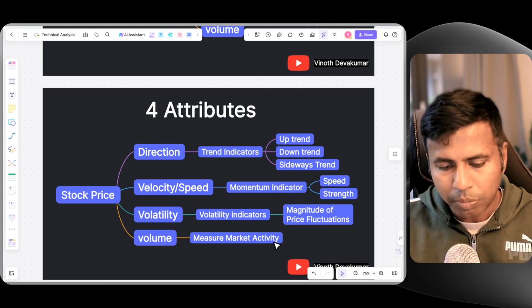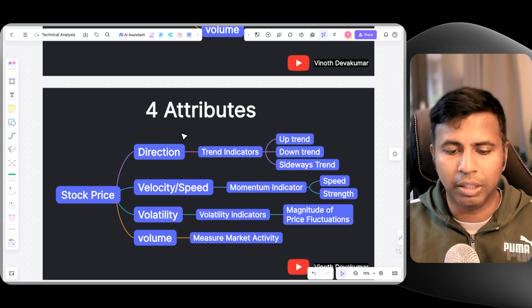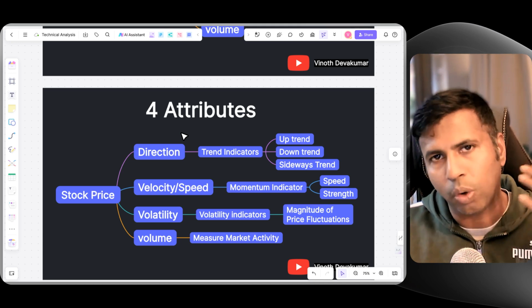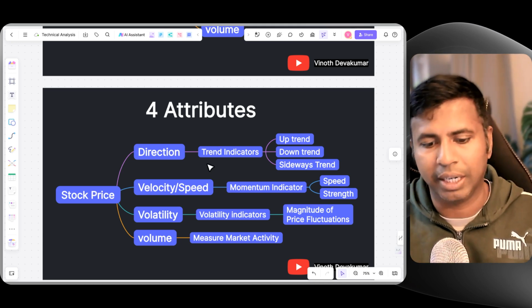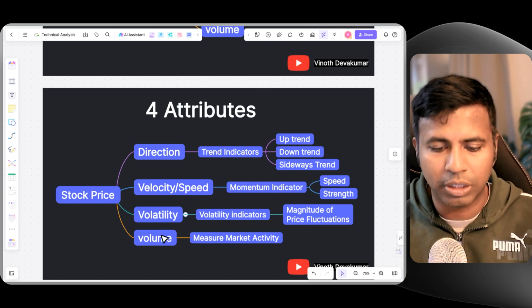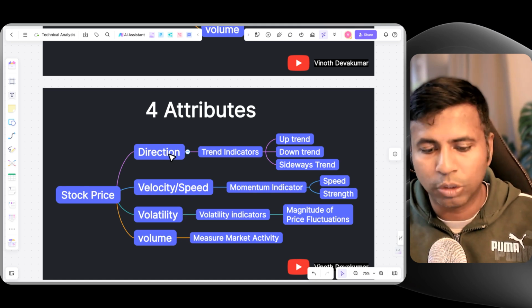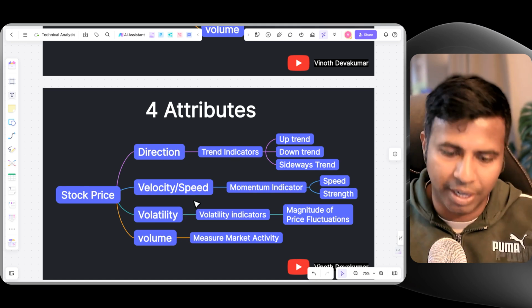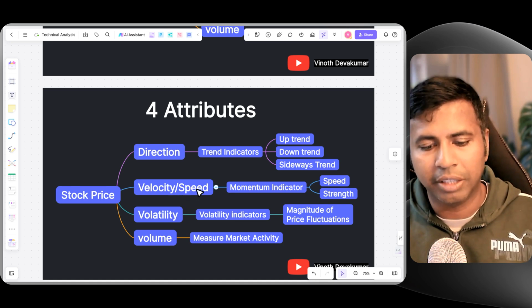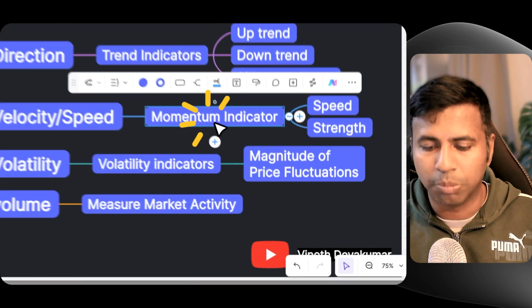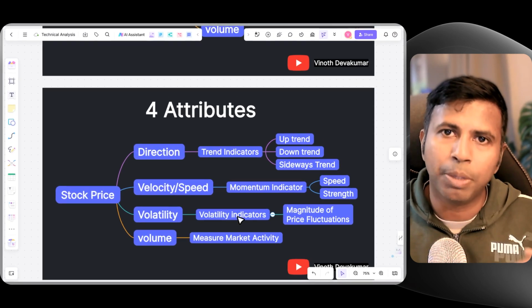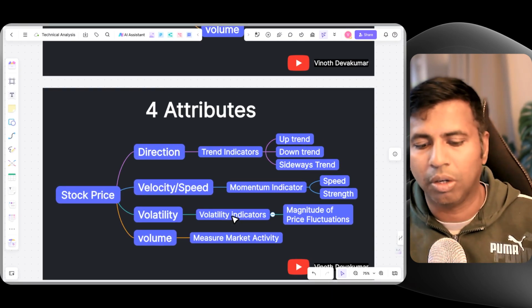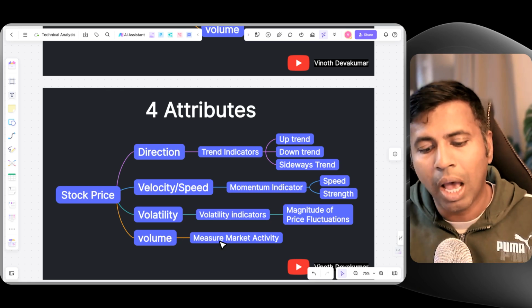So in this video, we looked at the 4 attributes that almost all technical analysis indicators fall into, one or two of these categories, which are direction, velocity, volatility, and volume. The indicators that measure the direction are called trend indicators. The indicators that measure speed or velocity are called momentum indicators. The indicators that measure how jumpy or how price sensitive the stock is are called volatility indicators, and the magnitude of market activity is measured by the volume indicators.